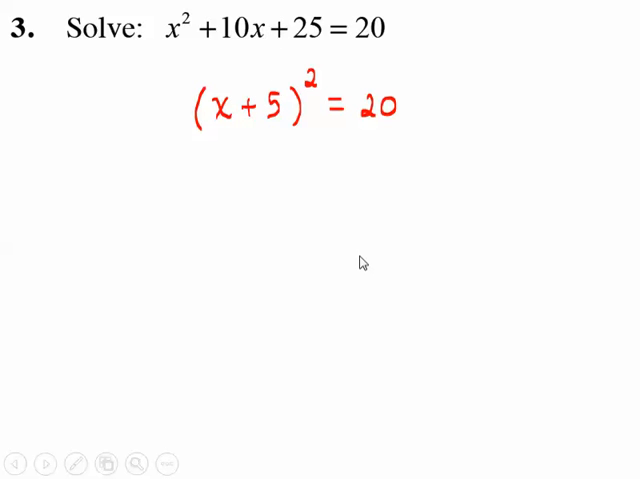But we've got 20 over here. I think you guys can finish this off. Give you guys half a minute, try it yourself, just to finish it off.